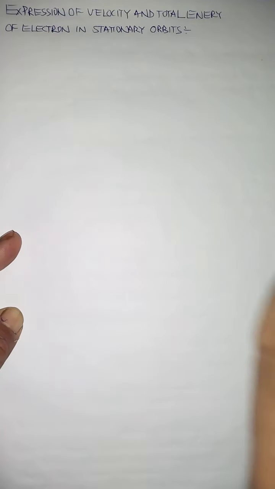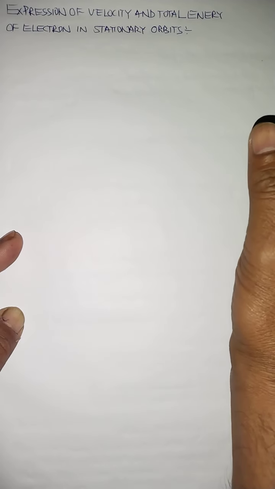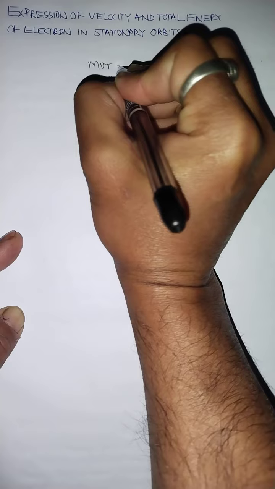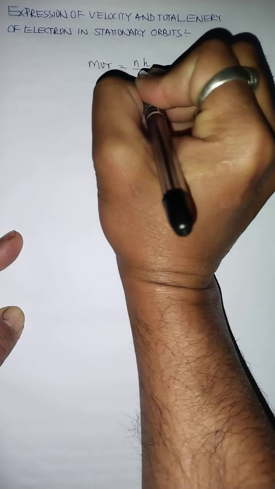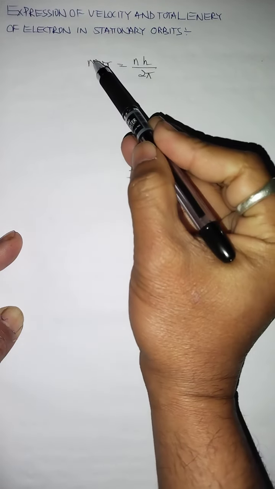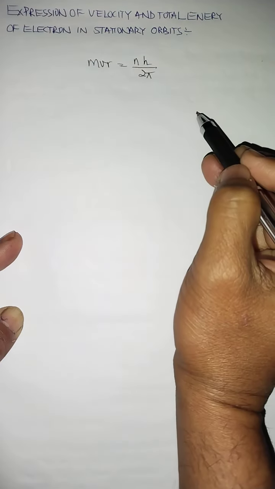Now for that, we start with the expression that we have done already in the last YouTube video. But to start with the expression of velocity, we start with the first postulate. You know what is the first postulate that we have learned? mvr equals nh by 2 pi. So according to Bohr's first postulate, the angular momentum of the electron in any of the orbits is measured by nh by 2 pi. So from here only we can start with the expression of velocity.